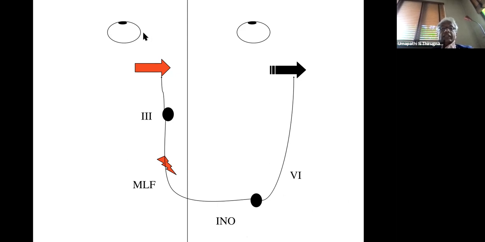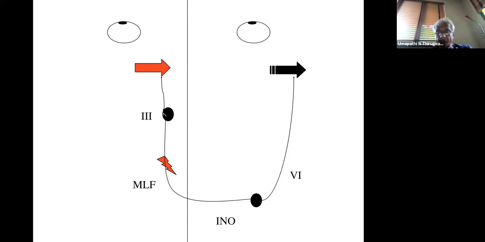So you realize that this patient's problem now could be a muscle problem, a localized restrictive muscle problem like thyroid disease, it could be a neuromuscular junction problem, it could be a third cranial nerve problem, or it could be a problem in the communication between the sixth and the third cranial nerve. Okay, so these are the various causes that you have to think about.